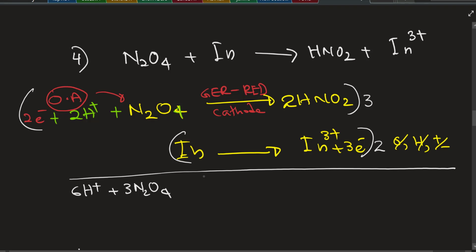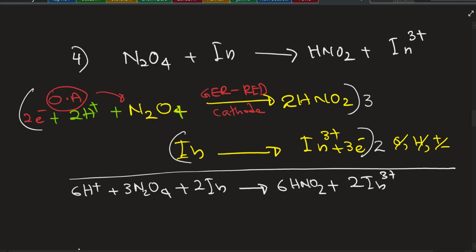So now multiply the top one, 6H plus, 3 times 2, and then 3 times of N2O4, and then you get 2 times of IN, and then you get 3 times of 2, 6HNO2, and what is here? 2IN3 plus. Yes. Now we copied everything. Let's do the magic thing. The check O, check oxygen, right?